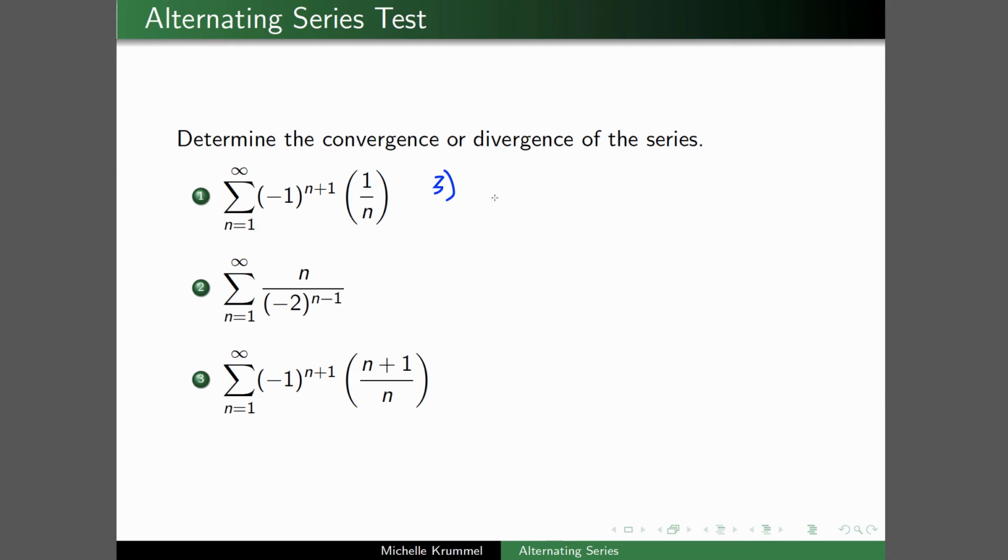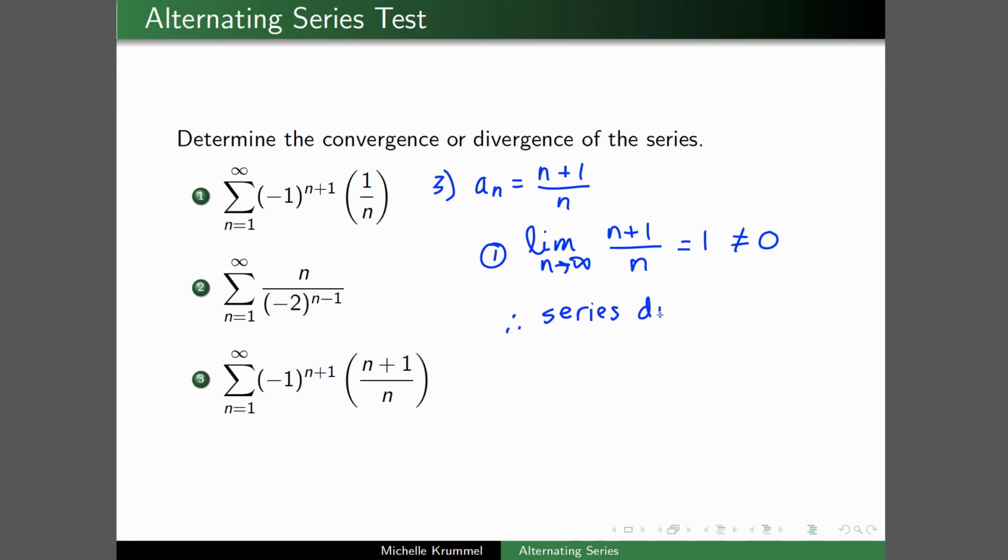Number 3, we have an alternating series with a sub n equal to n plus 1 over n. To use the alternating series test, first we're going to take the limit as n approaches infinity of n plus 1 over n. That limit is equal to 1, which is not 0, so we have failed to satisfy the first condition of convergence. Therefore, the series diverges.